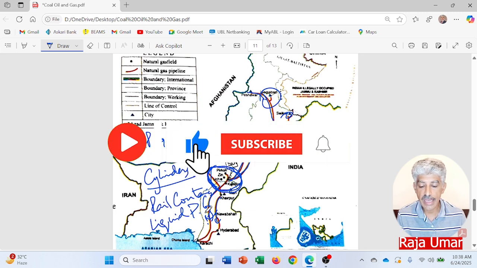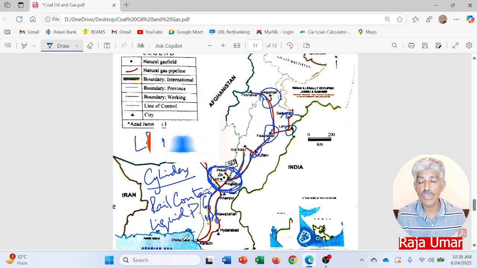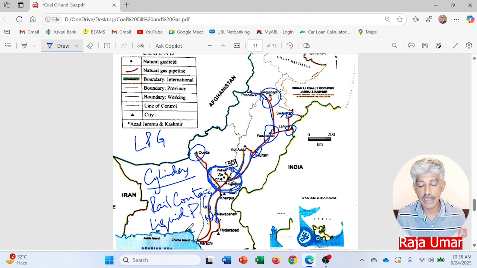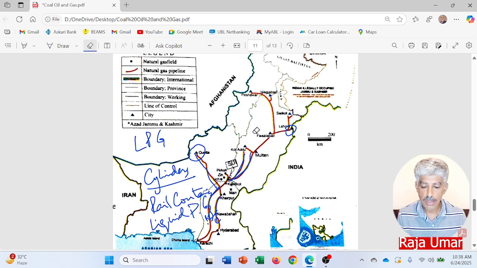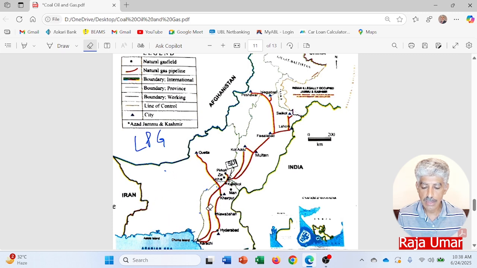analysis of which areas are being linked. You may get the question: describe the distribution of the gas pipeline project in Pakistan, and you will be given this map in your paper, and you are supposed to explain the pipeline projects in Pakistan, especially for gas. So you can say that the gas pipeline projects are across Pakistan, and the pipelines are going to all four provinces of Pakistan: Balochistan, Sindh, Punjab, and Khyber Pakhtunkhwa.